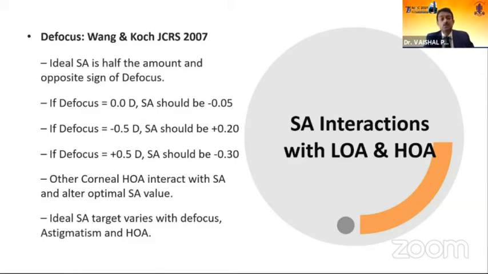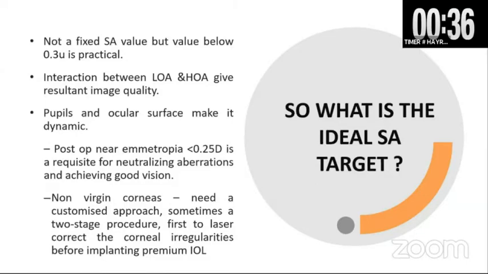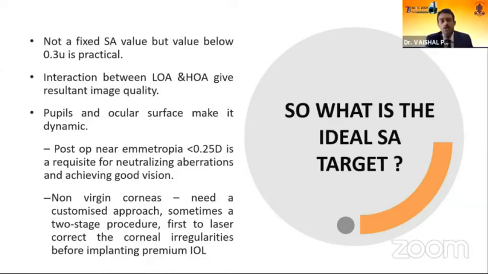residual spherical aberration. So if we have a residual error of minus 0.5, the ideal spherical aberration should be plus 0.2. If a plus 0.5 diopter error is there, the ideal would be a minus 0.3 spherical aberration. So the ideal spherical aberration target varies according to the defocus and astigmatism, and this is a new concept. So we cannot have a fixed value for spherical aberration because of the interactions of the lower order aberrations and higher order aberrations, because the ocular surface, the tear film and the pupils are also making it dynamic.